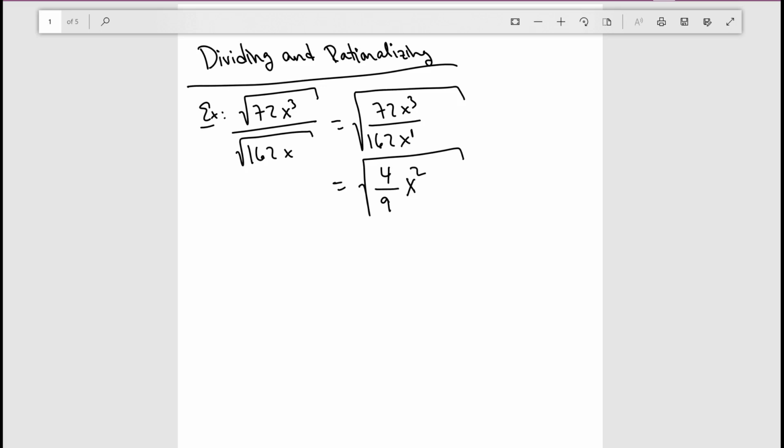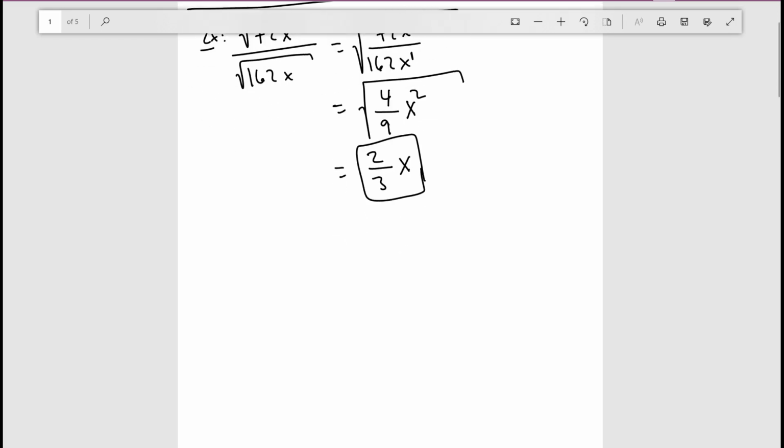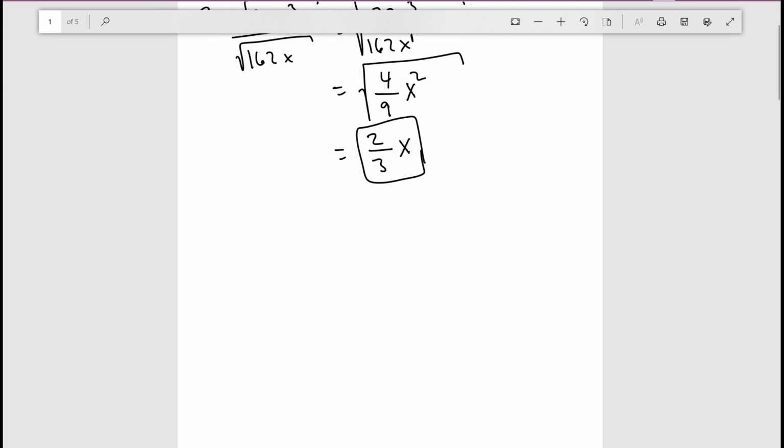So what am I left with? Well, what is the square root of 4? The square root of 4 is just 2. The square root of 9 is just 3. The square root of x squared is just going to be x. That's going to be my final answer. Now remember, we don't care about absolute values right here. Usually you would have an absolute value there, but in this case, we're just going to assume that x is positive.